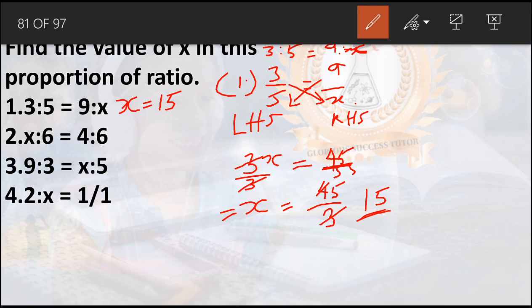I'll go over it again. 3 ratio 5 equals 9 ratio x. The next step, you're going to say 3 over 5 equals 9 over x. Can you see that now? Then you cross multiply. On the left hand side, the denominator will go and meet the numerator, while on the right hand side, the denominator will go and meet the numerator. So you have 3 times x, 3x, equals 9 times 5, which is 45, right there.